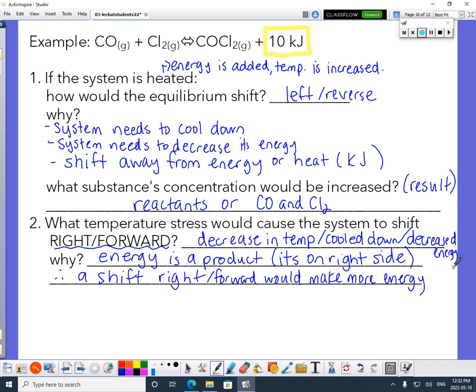So again, you could have done this first and written the why and made sure it matched, or you can now read through your question and see if it works because you know this is right. I told you to do right or forward. Okay, so if I decrease the temperature, the system shifts to the right to make more energy, shifts to the right, we're good. Okay, so there are ways you can check your work or think about the logic of it. But this definitely is a topic where you have to be able to write your explanation.